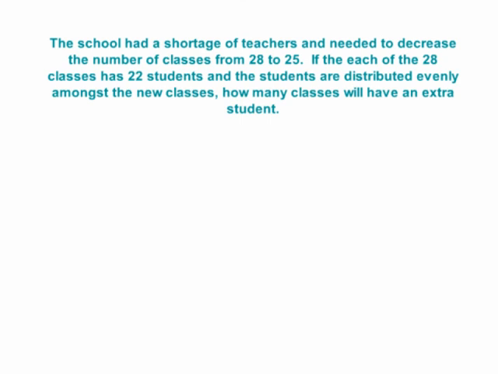In this case, we're reducing the number of classes from 28 to 25 but keeping the same number of students. So we want to find out how many students we have in these 28 classes, each with 22 students. So we multiply 28 by 22, which gives us 616 students. We now divide the 616 by 25, leaving us 24.64. That 0.64 is 64% of 25. That gives us a real number of 16.